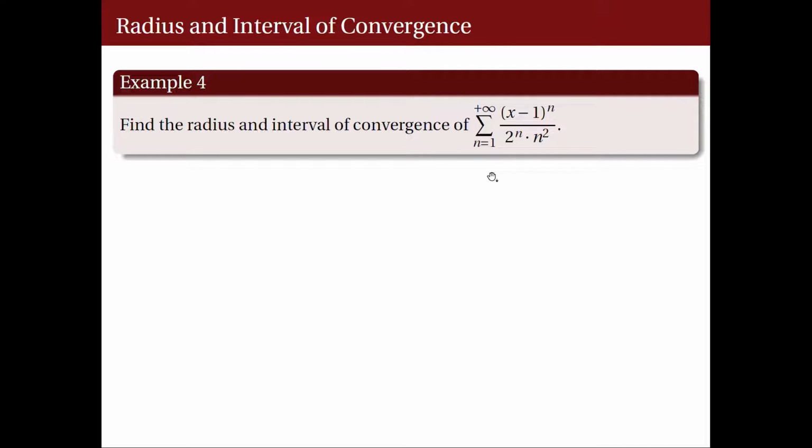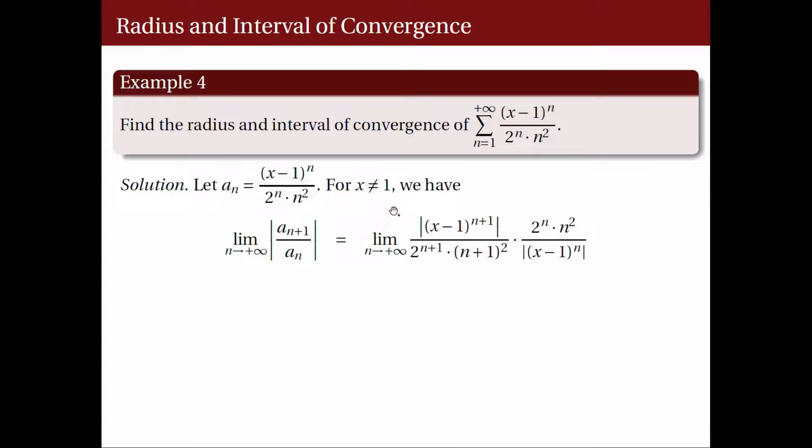For our fourth example, we will consider the power series sum of (x minus 1) raised to n over 2 raised to n times n squared, n from 1 to positive infinity. Again, we will use the ratio test to determine the radius and interval of convergence of the power series. Let's consider a_n equal to (x minus 1) raised to n over 2 to the n times n squared.